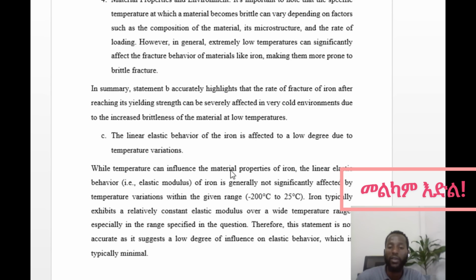While temperature can influence the material's properties, the linear elastic behavior of iron, such as its elastic modulus, is generally not significantly affected by the temperature variation within the given range. That means we have the temperature given from minus 200 degrees Celsius to 25 degrees Celsius. Iron typically exhibits a relatively constant elastic modulus over a wide temperature range, especially in the range specified in the given question, from this to this. Therefore, this statement is not accurate, as it suggests a low degree of influence on elastic behavior, which is typically minimal.